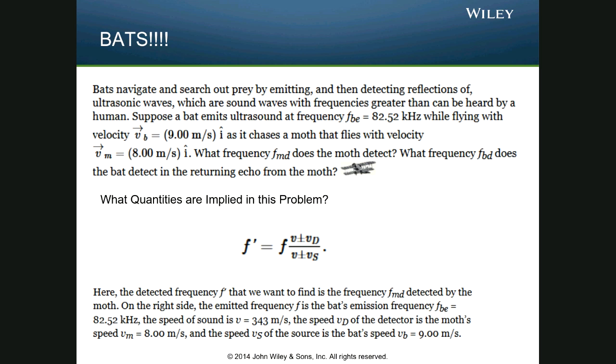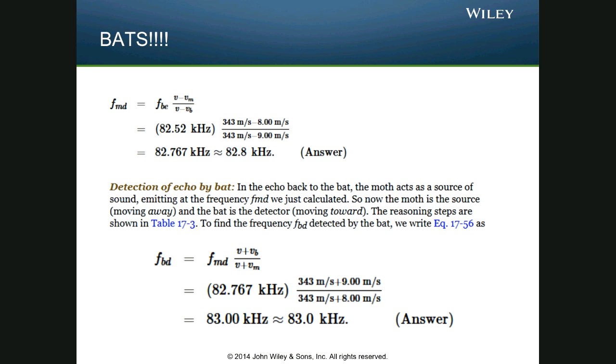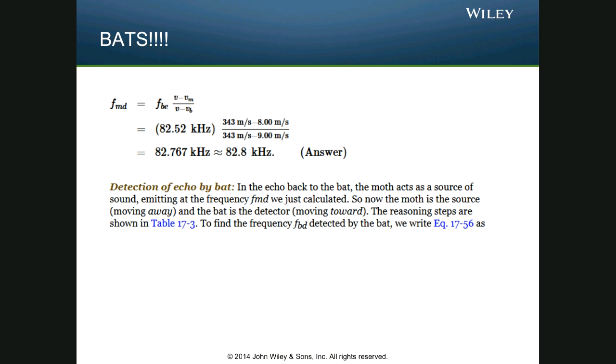Let me think through that really quick. So in the echo back to the bat, the moth acts as the source of the sound, emitting the frequency we just calculated. So now the moth is the source moving away, and the bat is the detector moving forward.